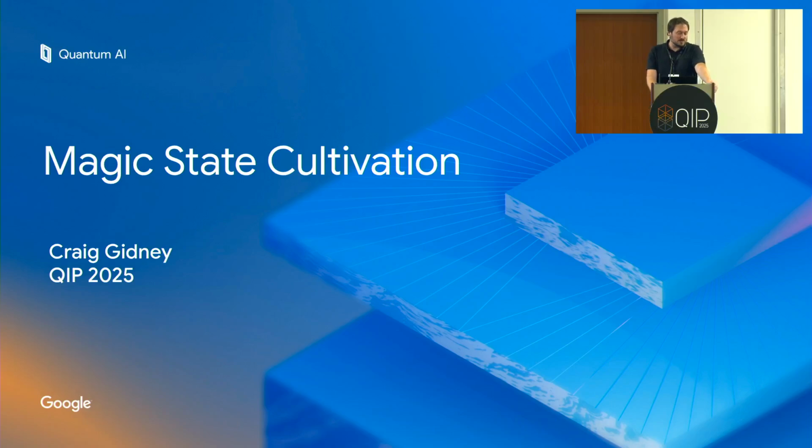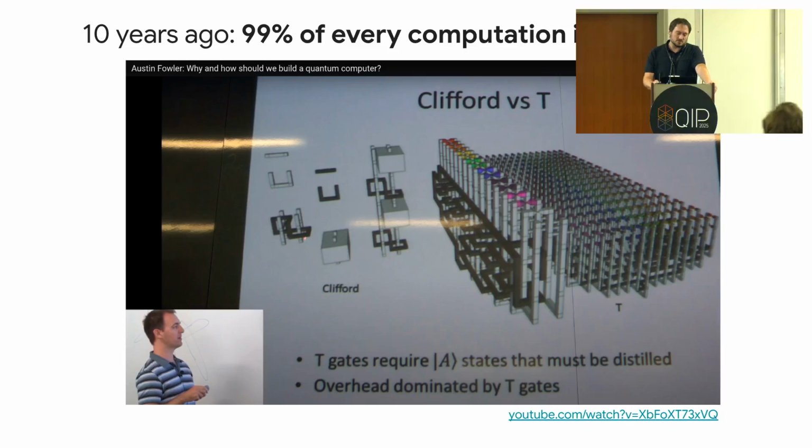Right, so I'll be talking about magic state cultivation, which is basically, I don't know if I want to say new, but an improved way of making magic states that's much cheaper. So for some historical context, here's a screenshot from a YouTube video of a talk given by Austin Fowler, who's one of my coworkers, 10 years ago in 2014, or I guess 11 years ago now.